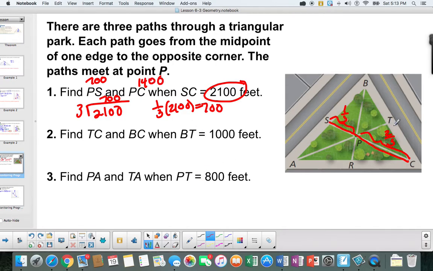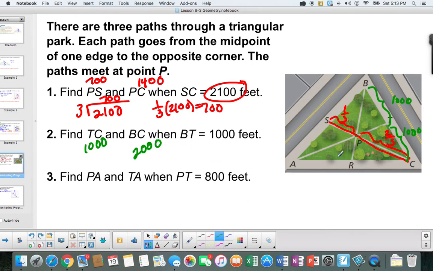Okay, now let's take a look at TC and BC when BT is 1000. So here it is, BT is 1000. Now remember, these are created by medians, and medians are midpoints. So that means this other side will be 1000. So TC will be 1000. I'm sorry, I was saying 100 when I should have said 1000. And BC, that means all the way across, will be 2000.